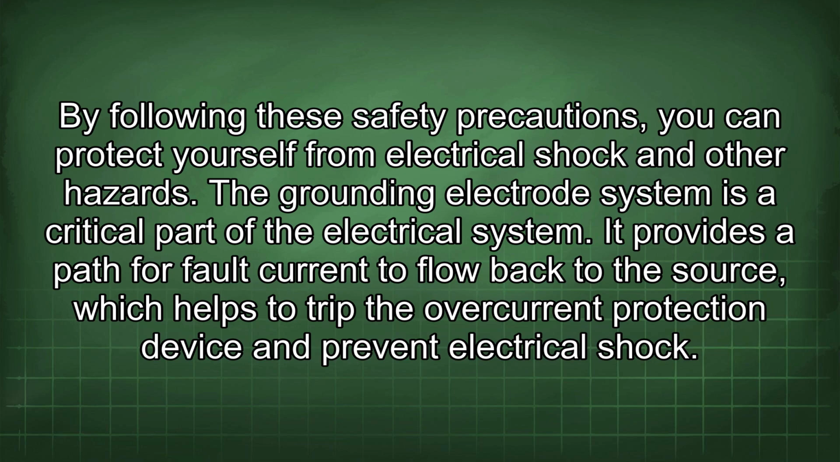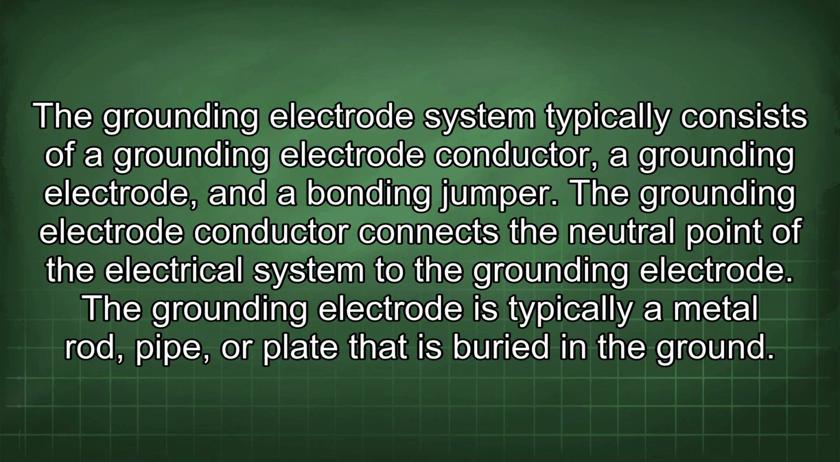The grounding electrode system is a critical part of the electrical system. It provides a path for fault current to flow back to the source, which helps to trip the overcurrent protection device and prevent electrical shock. The grounding electrode system typically consists of a grounding electrode conductor, a grounding electrode, and a bonding jumper.